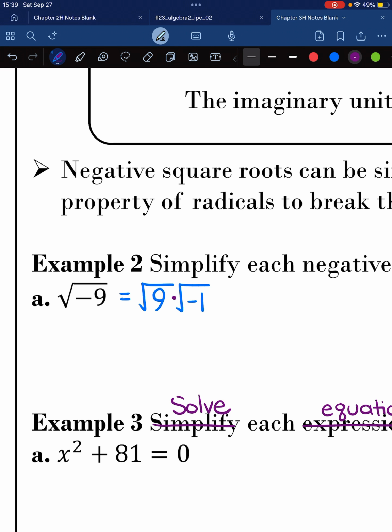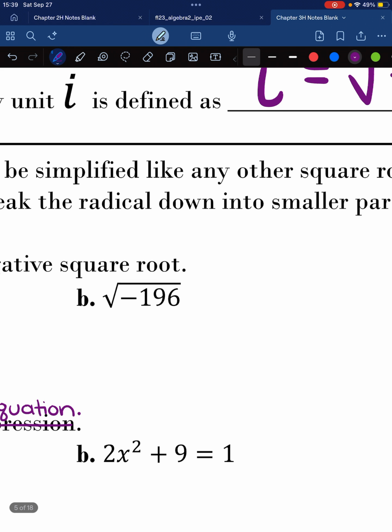And remember, we know that two things without an operation between, the implication is that I'm multiplying them. So this would simplify down to 3, and we just defined the square root of -1 to be our imaginary unit i. So we have just created our first imaginary solution, right? So our imaginary number is 3i.